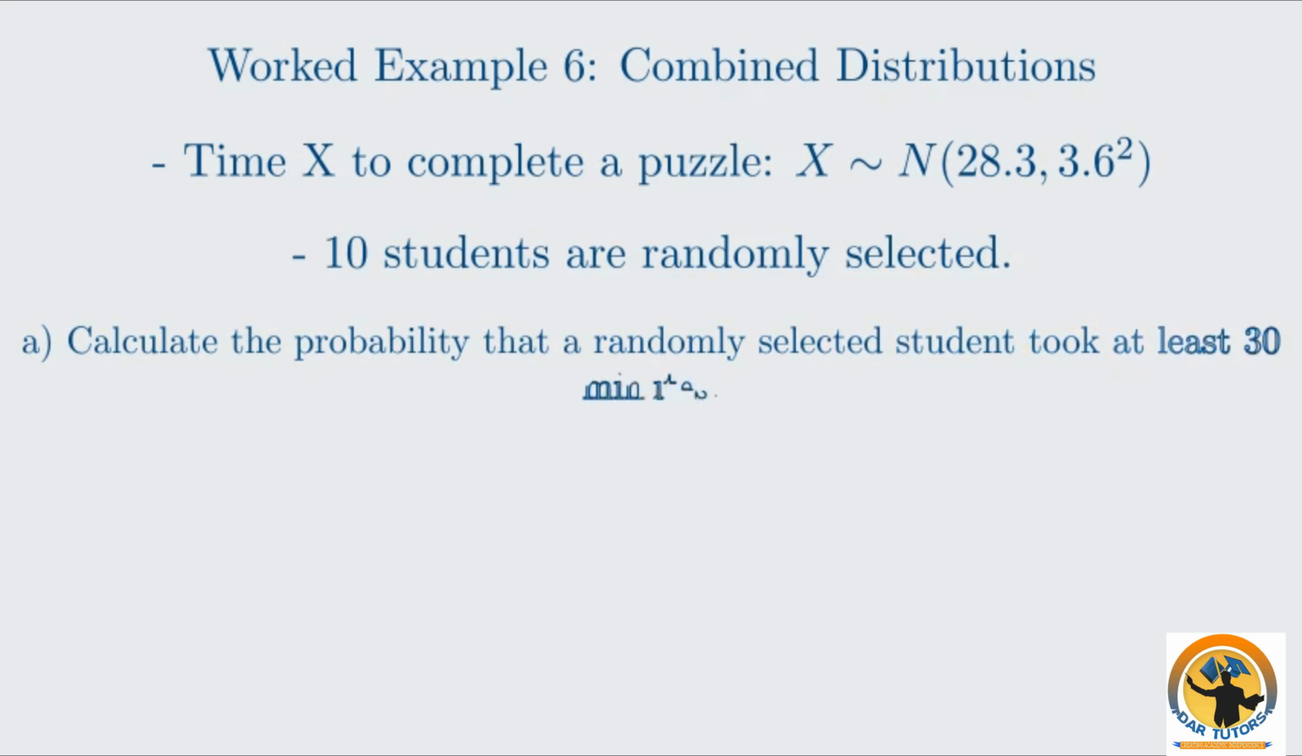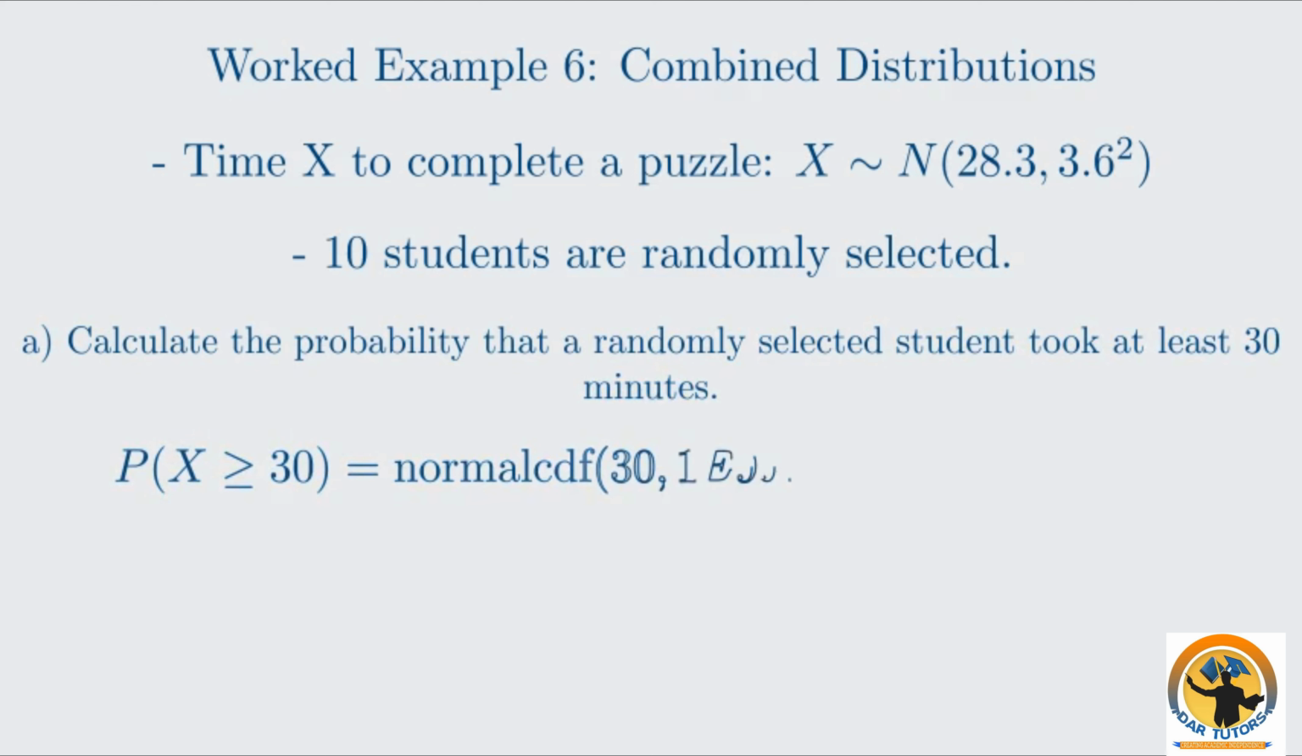This is a normal distribution probability question. We need to find P(X ≥ 30). Using our calculator's normal CDF function, with a lower bound of 30, an upper bound of infinity, a mean of 28.3, and a standard deviation of 3.6, we get a probability of approximately 0.3184. Let's store this value, as we'll need it again.